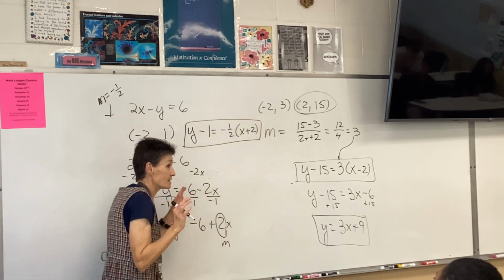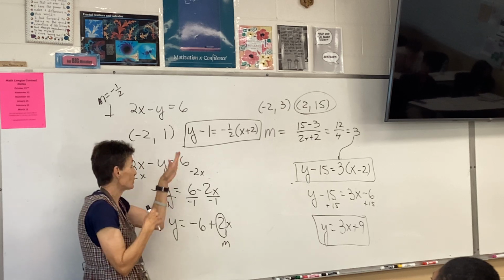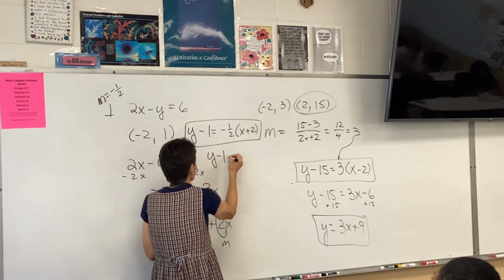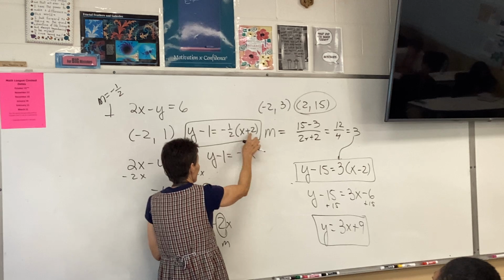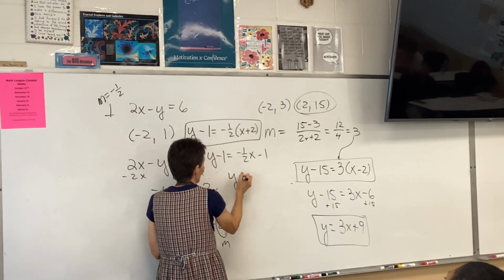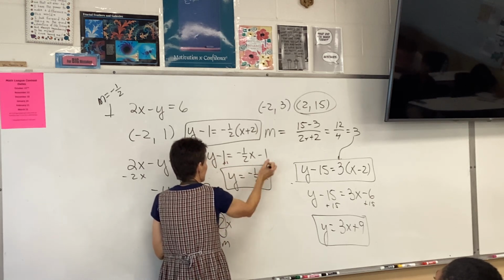And if it doesn't say, it has no directions, or if it says point slope, you're done. Slope intercept, we would have to distribute. What's negative 1/2 times 2? Negative 1. Oh, wow. I think that just works out to be this, because the 1's cancel.